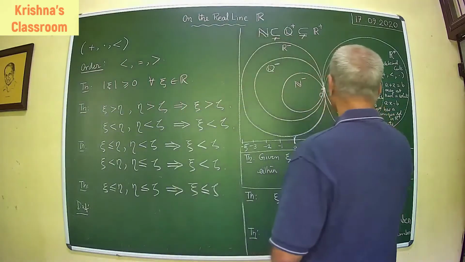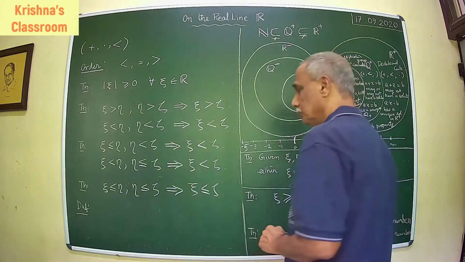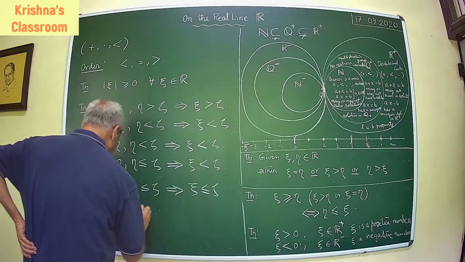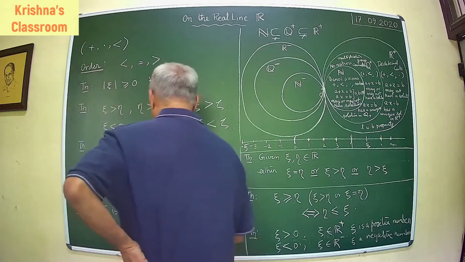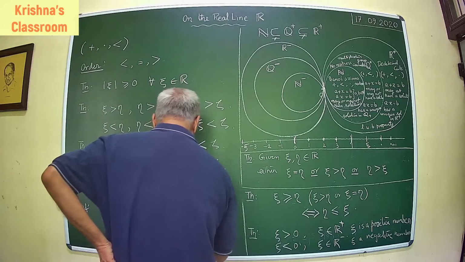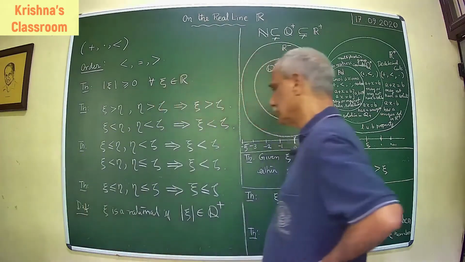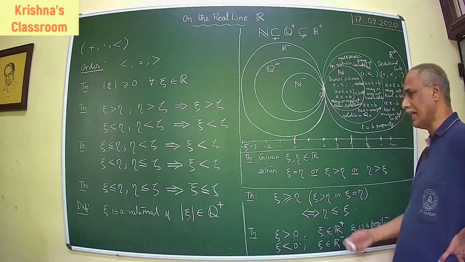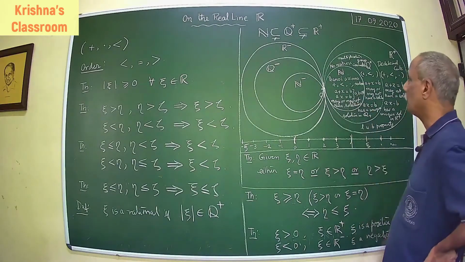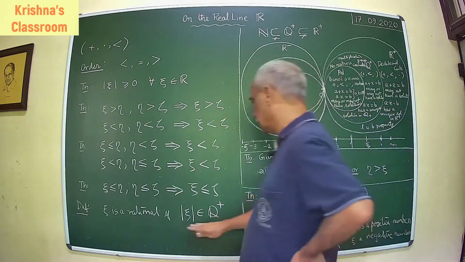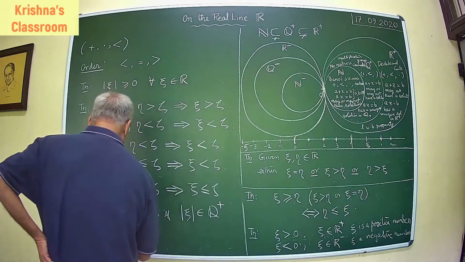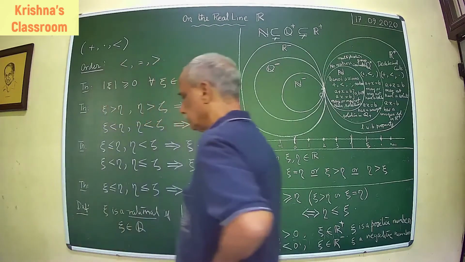That is what you mean by you are in Q. Psi is a rational if mod psi belongs to Q plus. You know that for any psi, mod psi is in R plus. Because you know that Q plus is contained in R plus, therefore if mod psi is in Q plus, then you say psi is a rational number. That is, psi belongs to what we call Q. That's the definition.